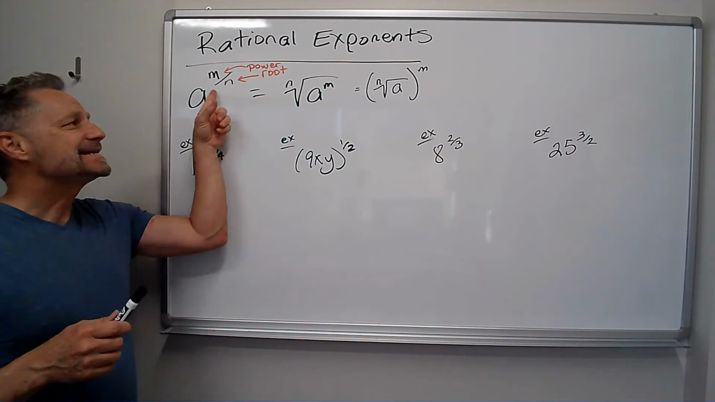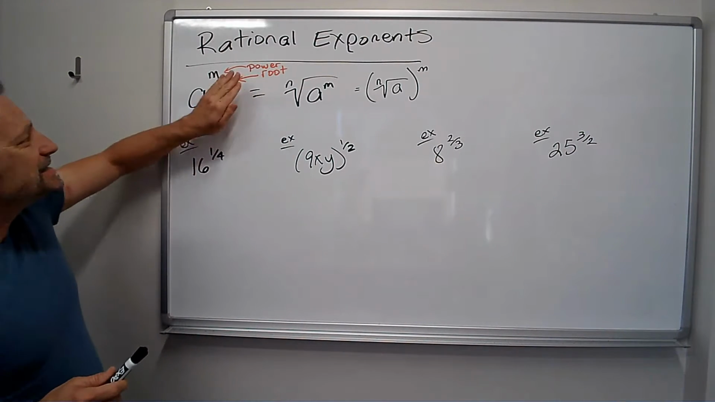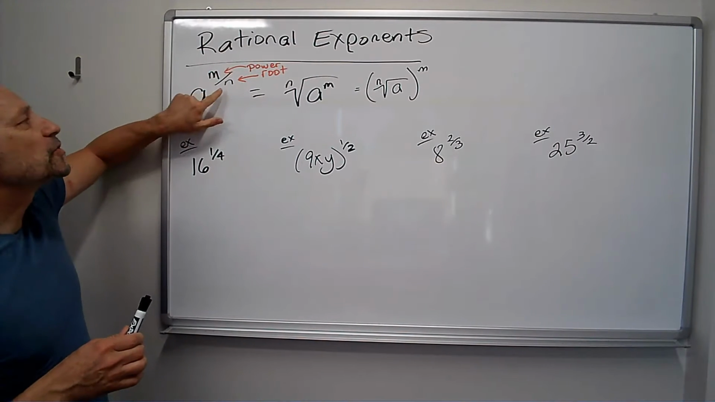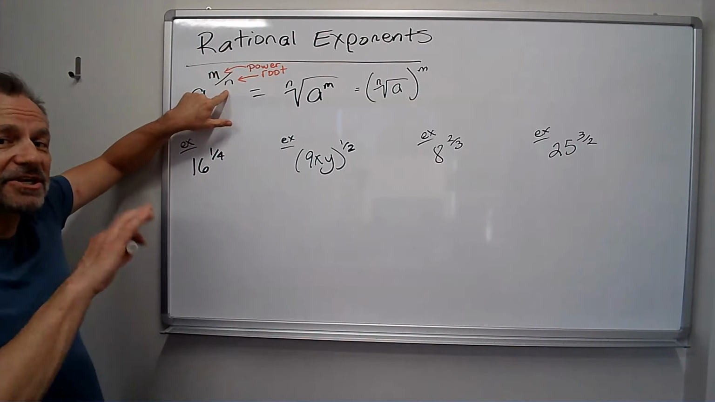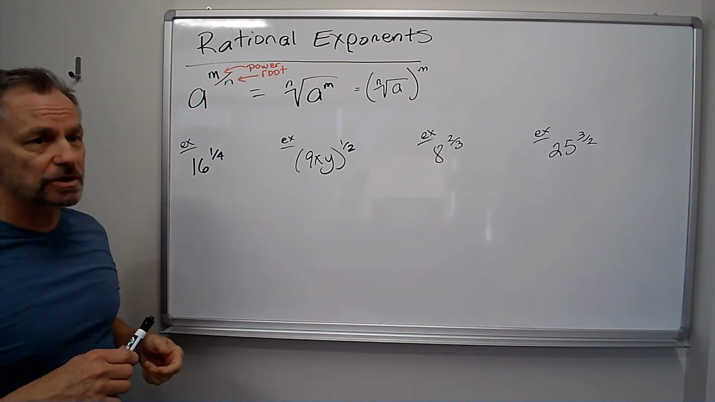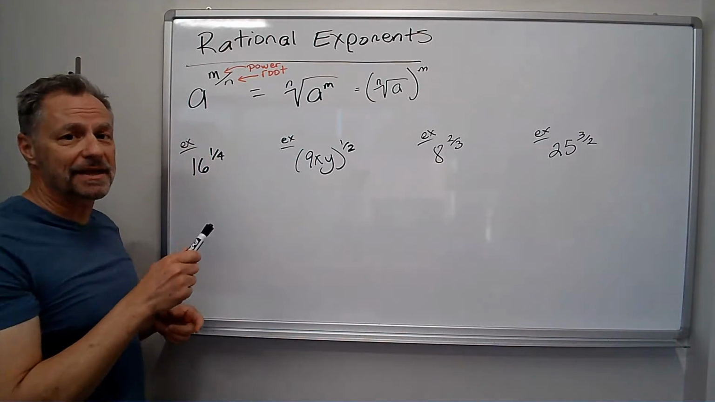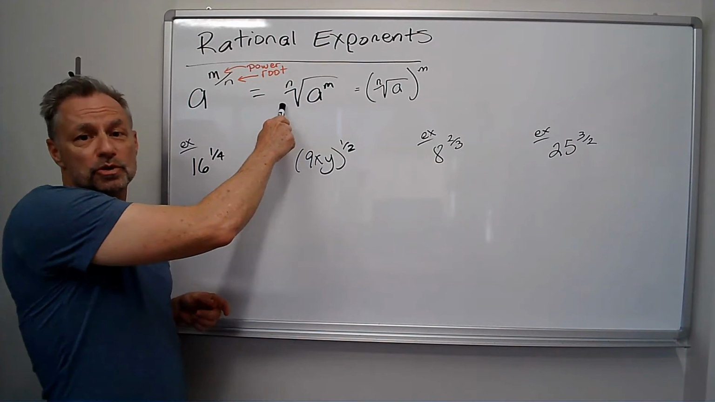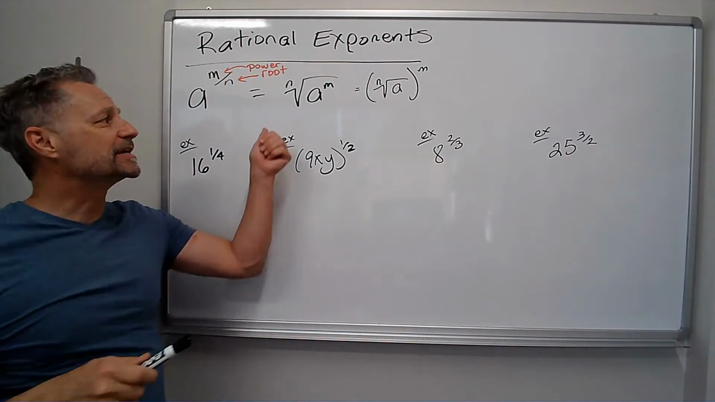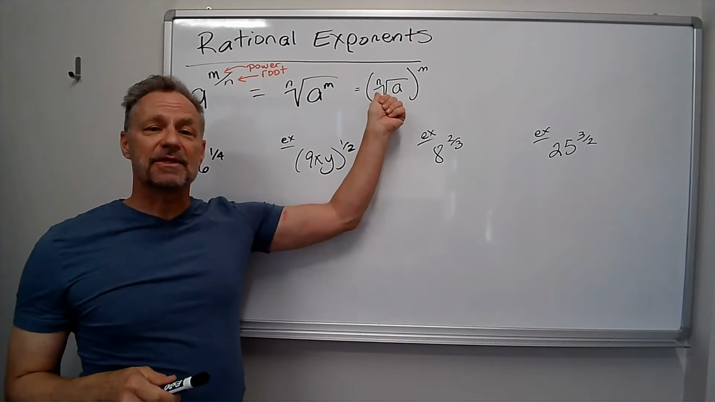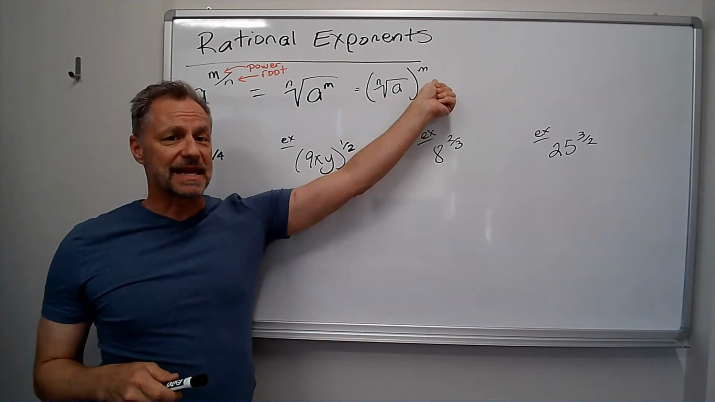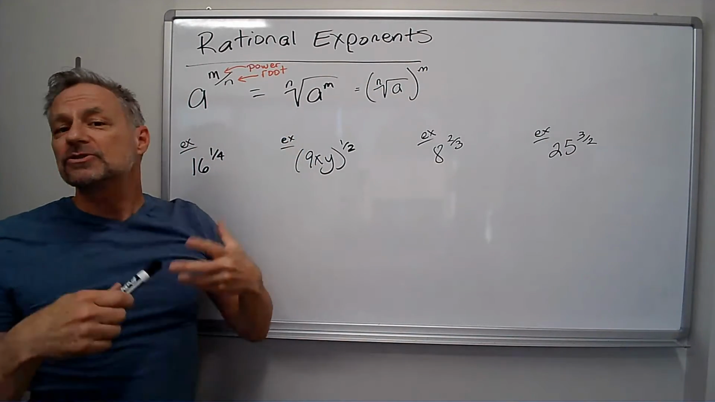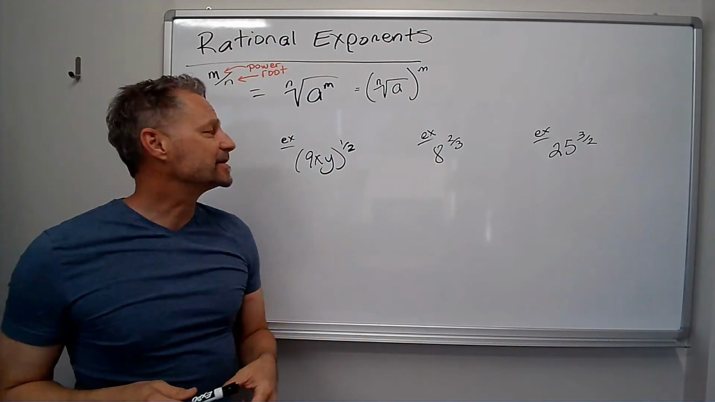If I've got a to the m over n, if I just had a to the m, we know what that means. That m is just the power. So the fractional part, the denominator, is actually the root. So if I have a to the m over n, I can think of it as a to the m and then the nth root. Or alternatively, maybe it's easier to do the nth root first and then raise it to the m power. Either way, the m is the power, the n is the root. So let's look at some examples of how we can apply this.